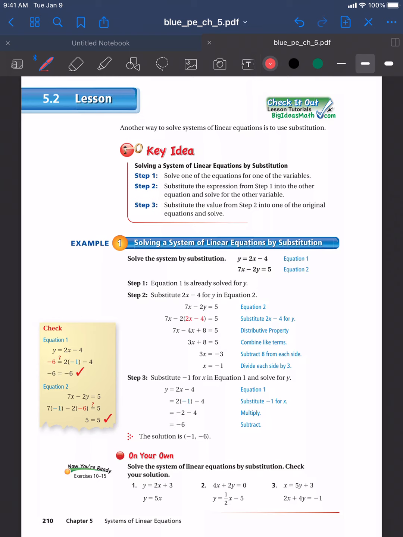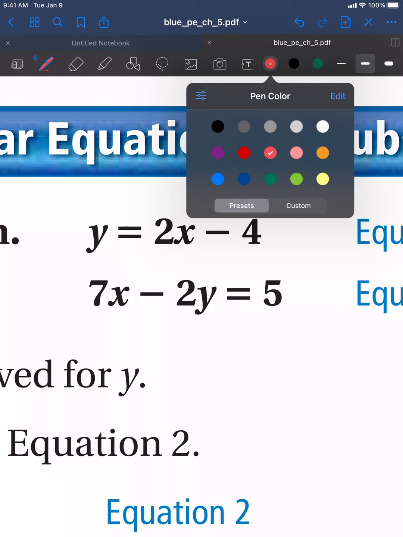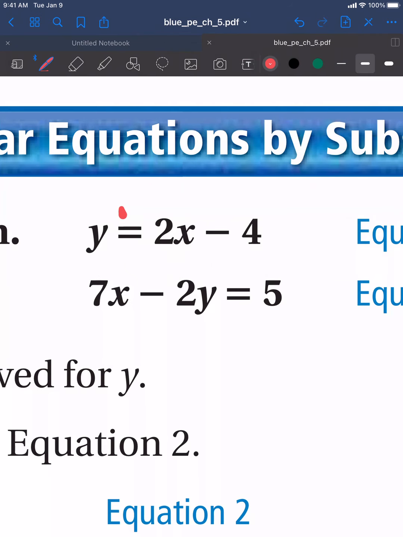What we're doing is solving a system of linear equations by substitution. What that means is I'm taking two equations, and I'm substituting one chunk in for a variable. We all know that the equal sign says a word. What word is it? Is. So what you're saying when you say this first one is y is 2x minus 4.